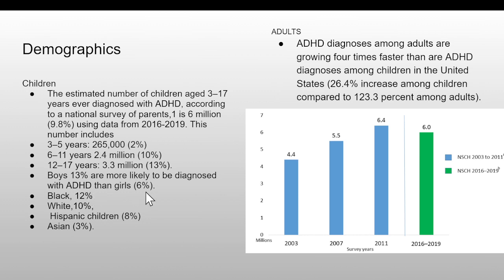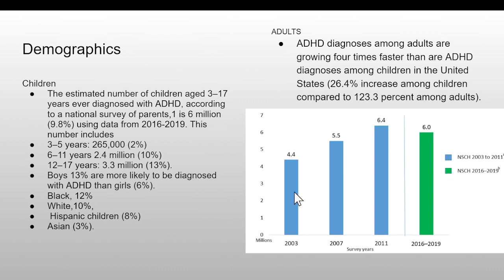Boys are more likely to be diagnosed with ADHD than girls by about double the amount. About 13% of boys and about 6% of girls. African Americans and whites are more likely to be diagnosed with ADHD as well, as opposed to Hispanic children at 8% and Asians at about 3%.